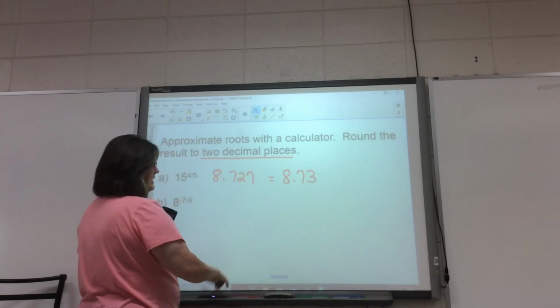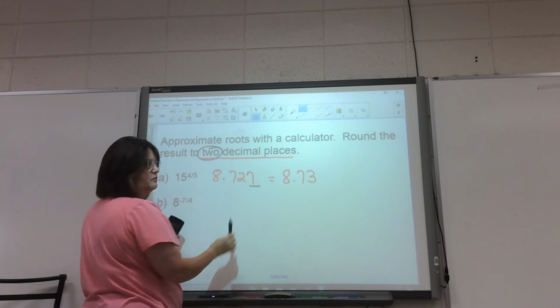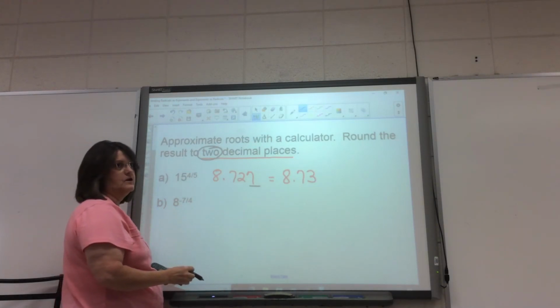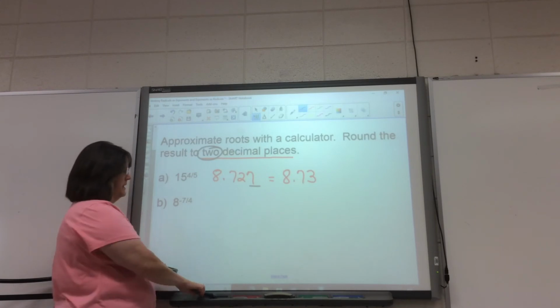Remember, when rounding, since I'm going to 2 decimal places, I look at the 3rd one. If it is 5 or more, you raise the score. 4 or less, give it a rest. I mean, keep it where it is.